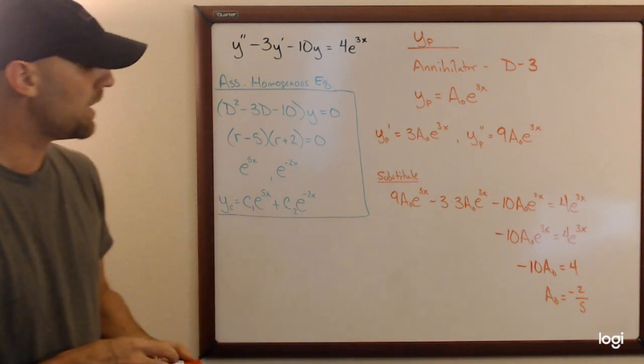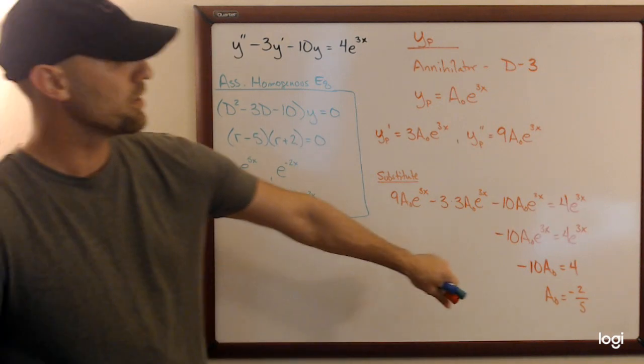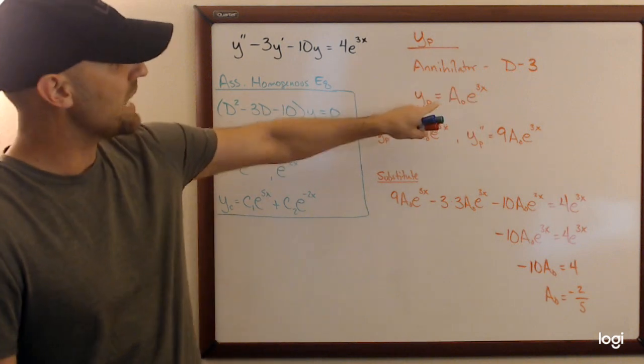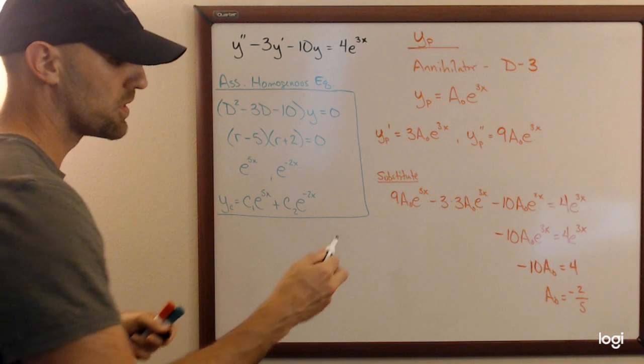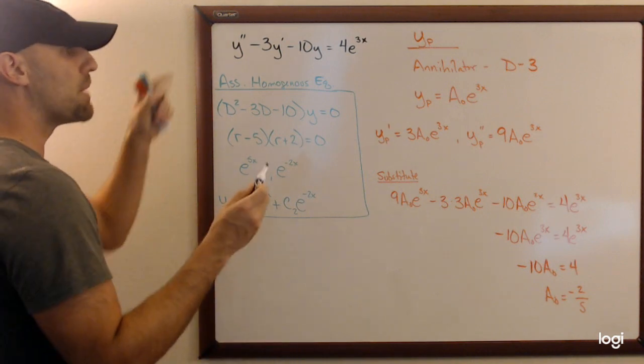And there we go. I have my particular solution. My particular solution is negative 2/5 e to the 3x. Okay, well that works. So let's see. What's the solution for my differential equation then?